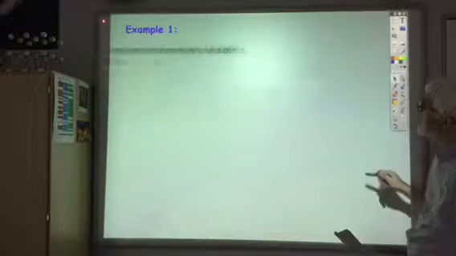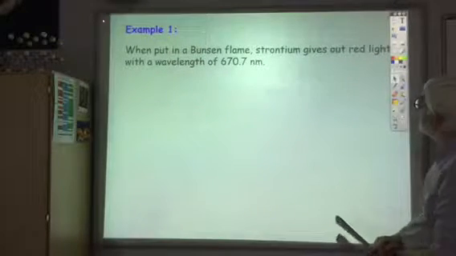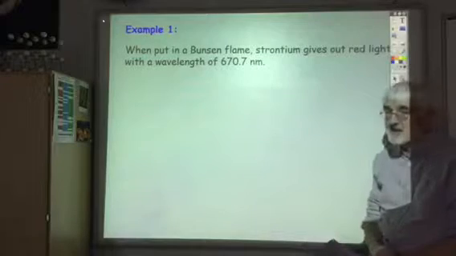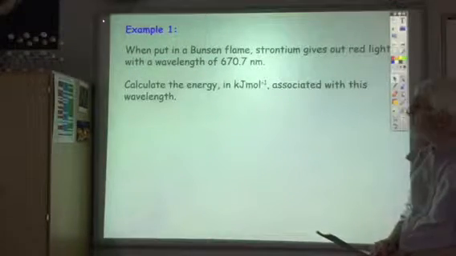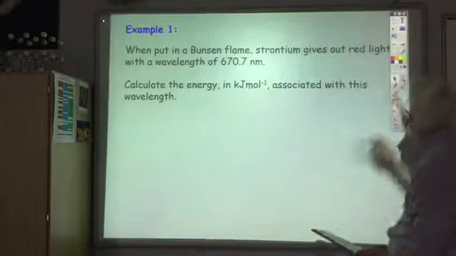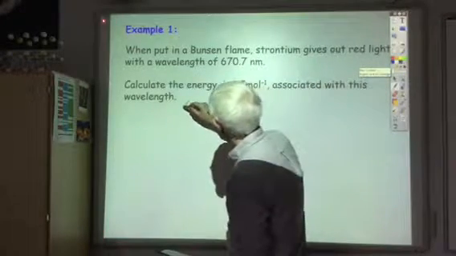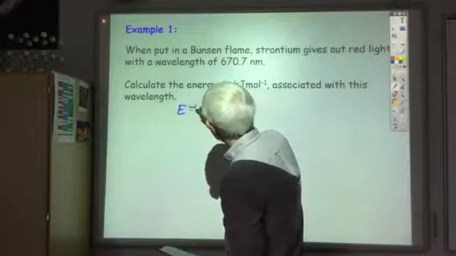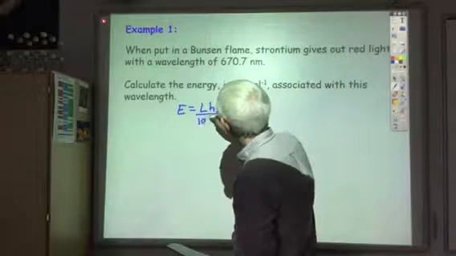Okay, so let's look at an example. When put in a Bunsen flame, strontium gives out red light with a wavelength of 670.7 nanometers. Calculate the energy in kilojoules per mole associated with this wavelength. So we're going to use the equation E equals LHC over 1000 lambda.